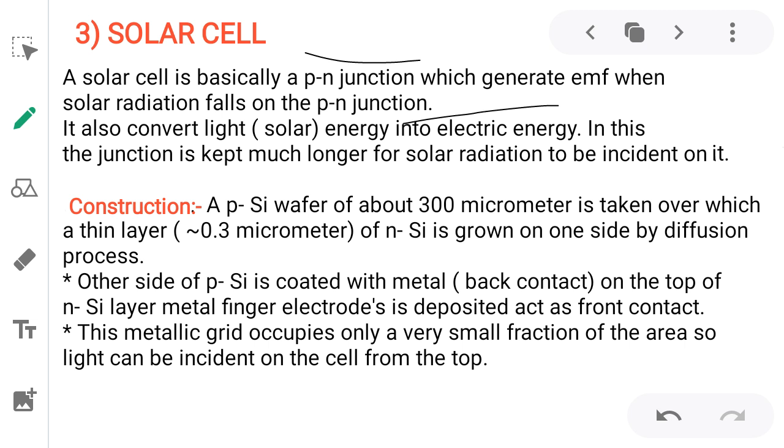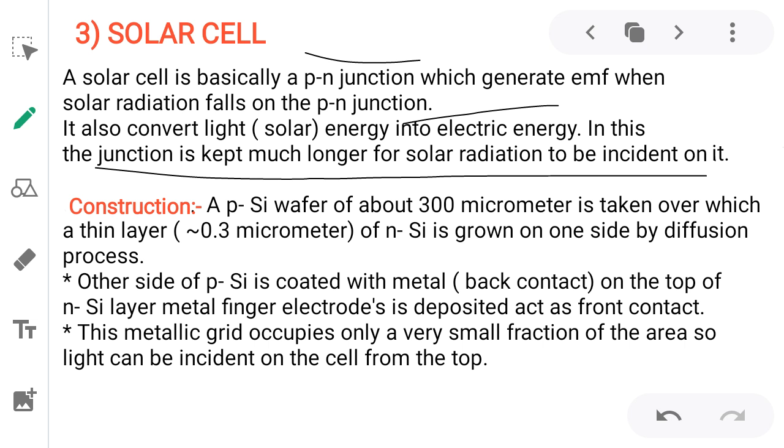This junction is kept much larger for the solar radiation. Solar rays are not in a single beam or a narrow path, they are spreading widely. For more solar radiation, the PN junction thickness or its width is also much larger.